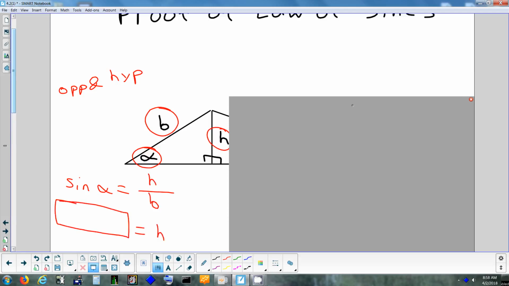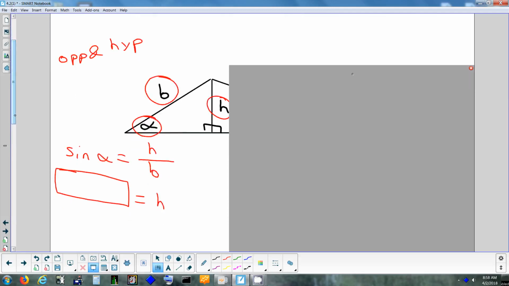Okay, now what I really want is H by itself. So I'm actually coming up with a formula that calculates the height. So how would I move the B over to the other side? Oh, cool. Multiply by B. Exactly, just multiply both sides by B. And now you have a formula for the height.